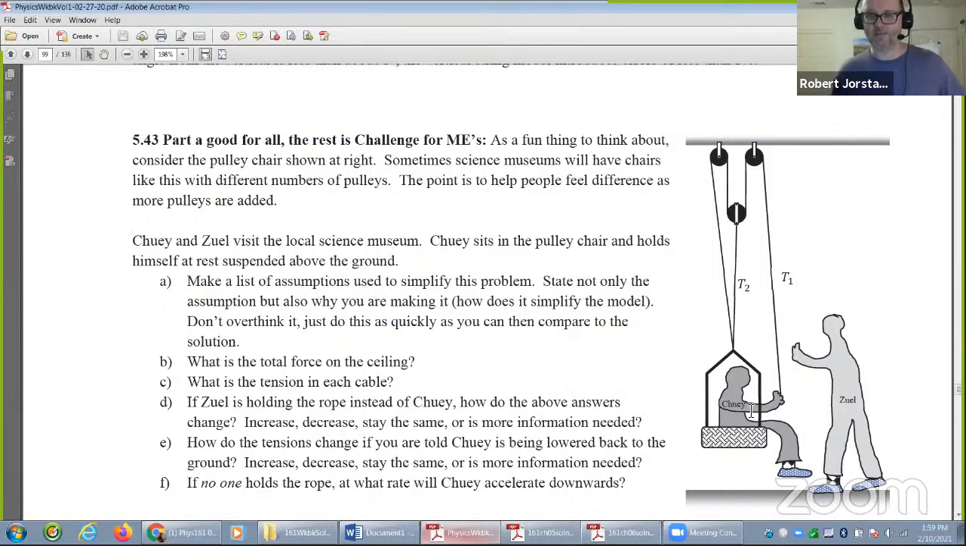And I like these names, Chewy and Zool. I don't know why I found two names with a UE in it. So, all right. So far, so good.